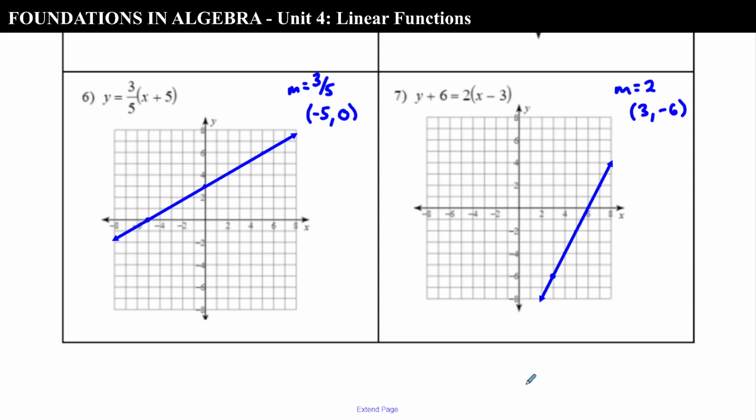So that pretty much does it for this section. We have now done slope-intercept form, and we have done point-slope form. In the next section, we are going to talk about standard form, which will be the third and final form that we will learn for linear functions.